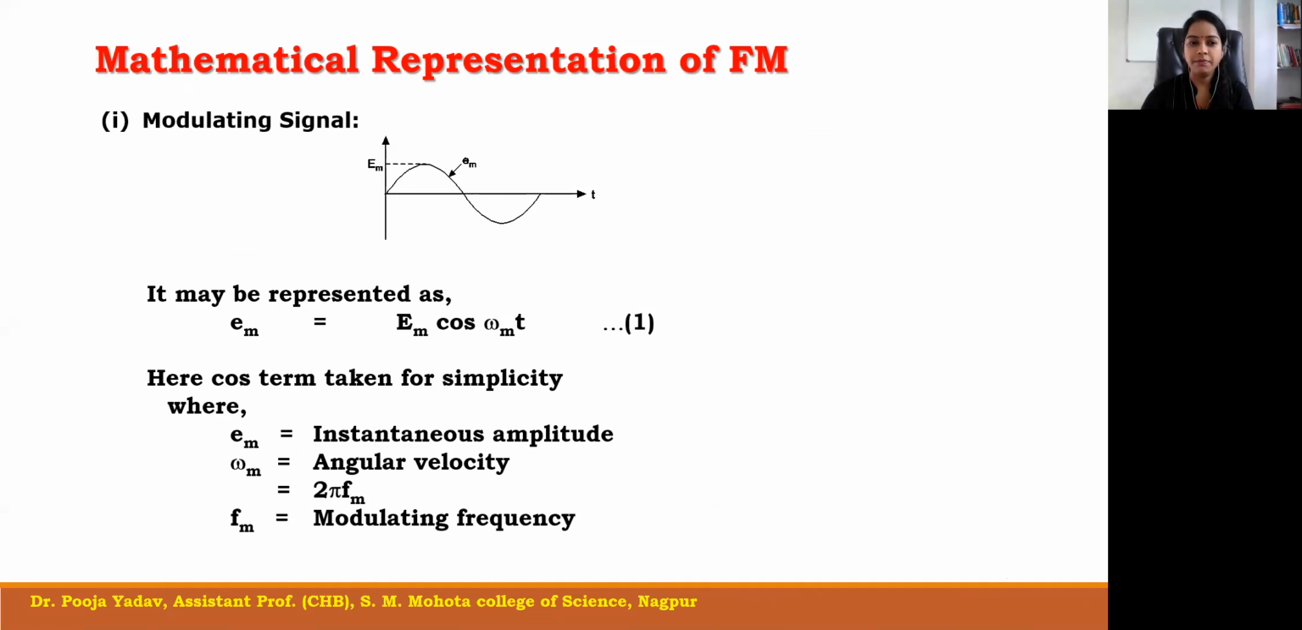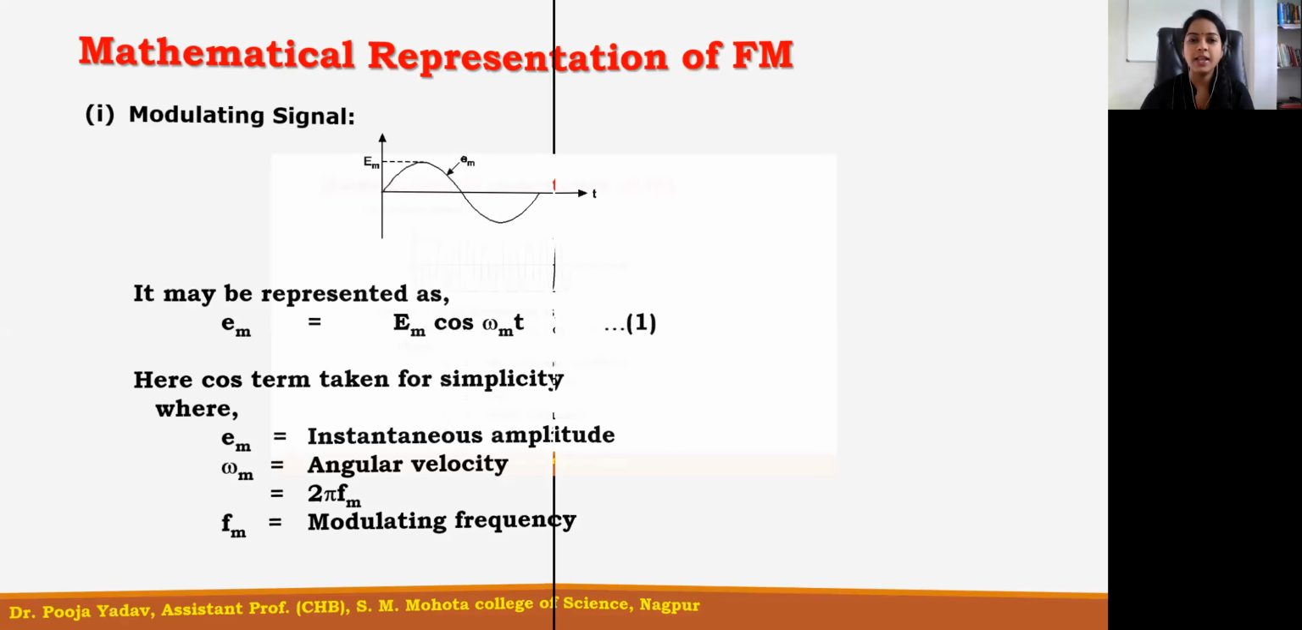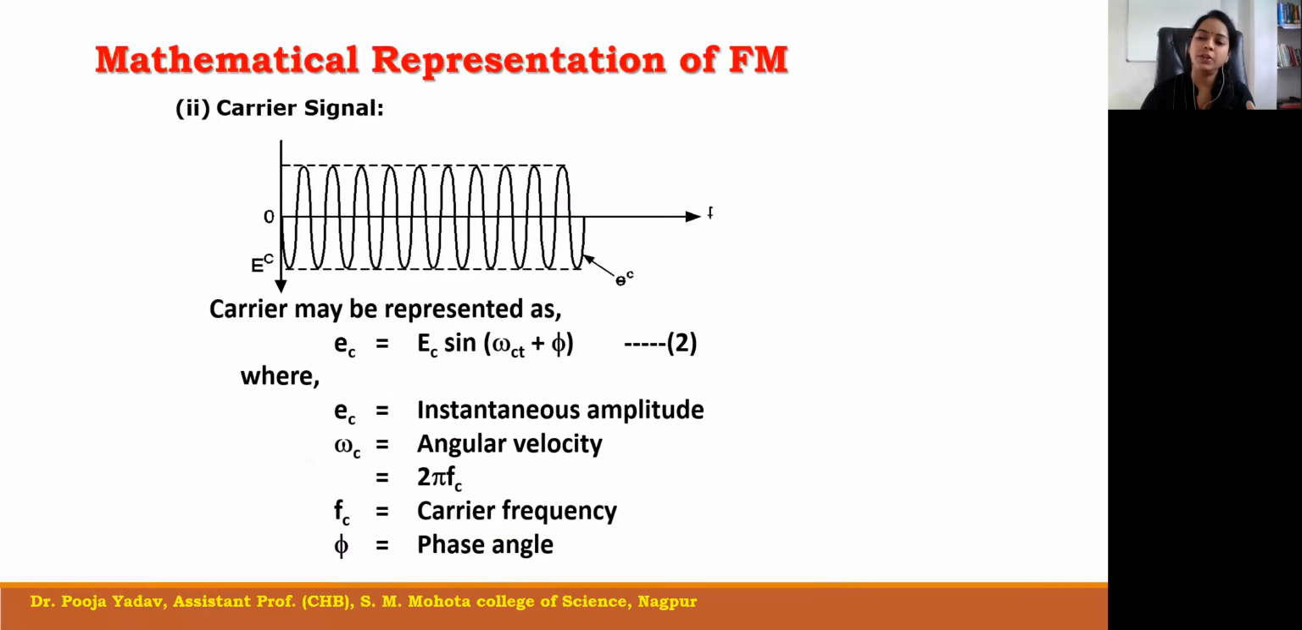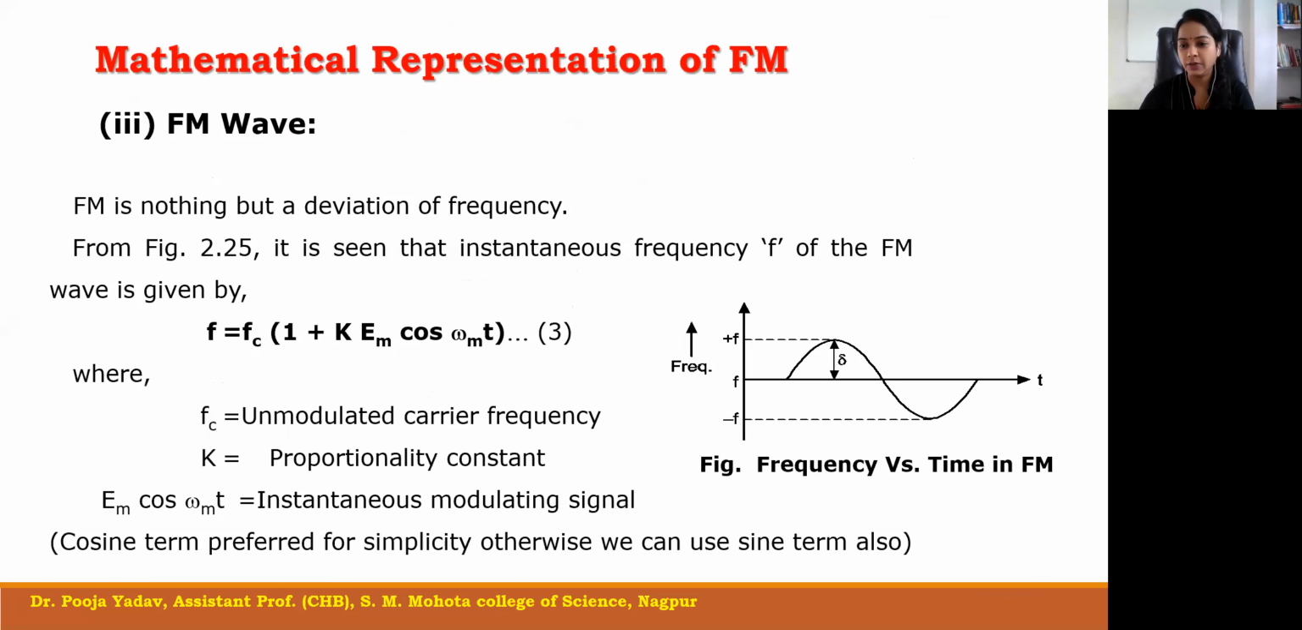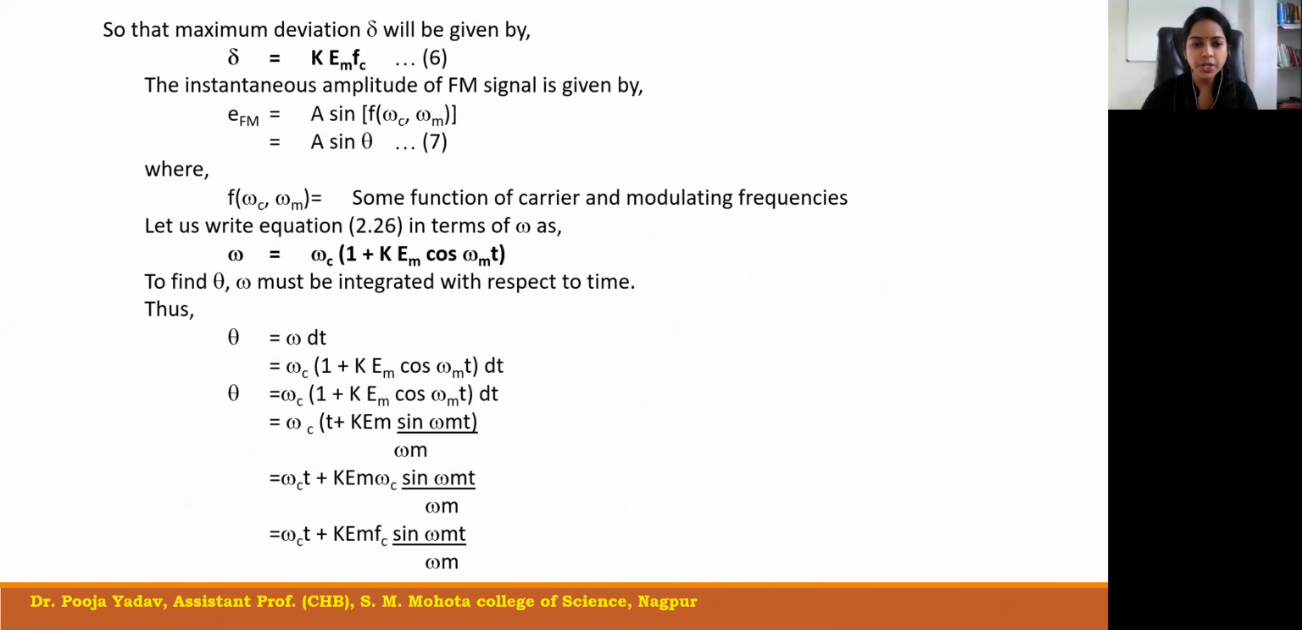Then mathematical representation in FM. First, we have defined mathematically the modulating signal. Then we have defined mathematically what is carrier signal. And then finally, we have tried to derive the equation for frequency modulated wave. So here what happens in frequency modulated wave is that the amplitude and the phase of the carrier signal is constant throughout. And what is changing? The frequency is changing with each instantaneous amplitude.